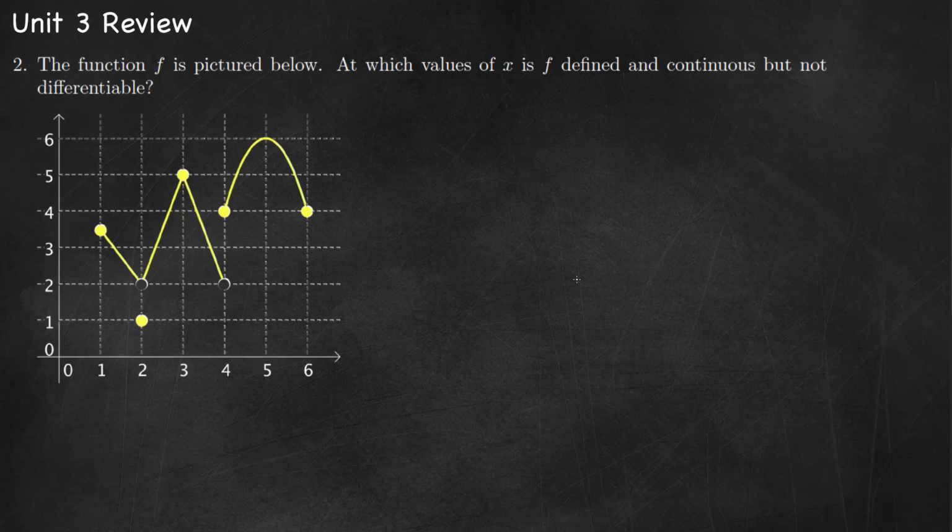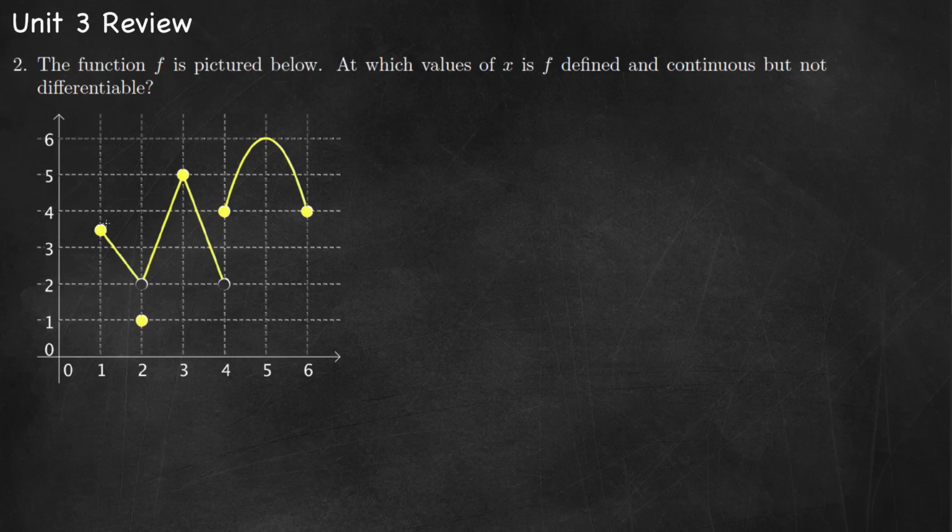Number 2, the function f is pictured below. At which values of x is f defined and continuous, but not differentiable? So let's pick out the places where f is not differentiable. F is not differentiable wherever we have a corner, a cusp, a vertical tangent, or a discontinuity. Also not differentiable at our endpoints.